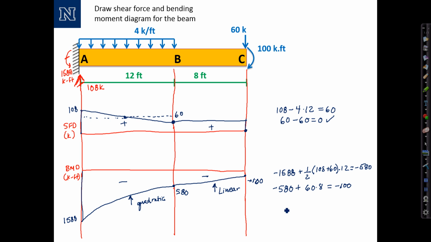Now finally at point C, a bending moment of negative 100, plus we encounter a concentrated moment of 100 kip feet acting in the clockwise direction. It's going to cause the moment diagram to jump up by 100 and therefore come back to 0. And I always want to see that check. And looks good.